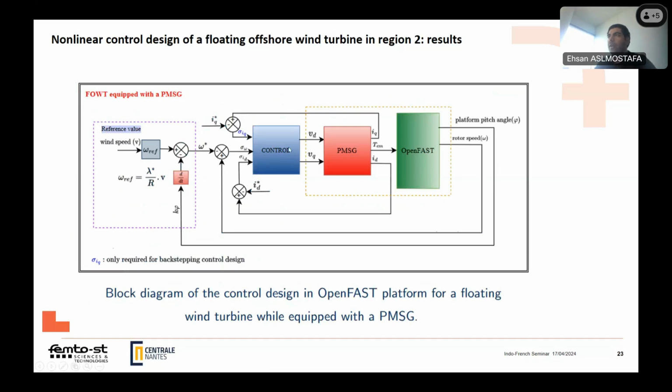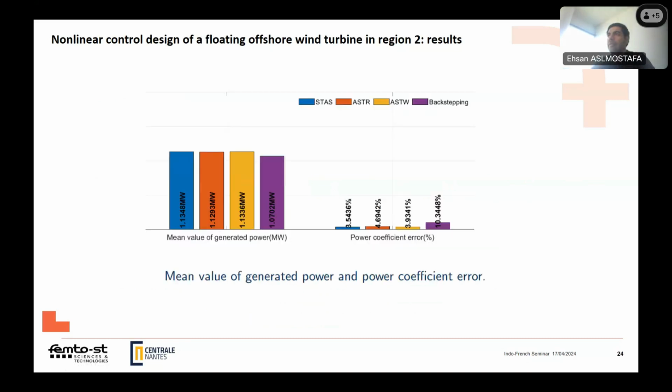We can see we designed VD and VQ, which are the voltages of the D and Q axis currents, and we have three different sliding variables: sigma IQ, sigma omega, sigma ID, and finally we have TEM, which is the electromagnetic torque. This is given to OpenFAST, and the reference value is calculated the same as before, as in the block diagram I showed previously. And here are the results for this topic.